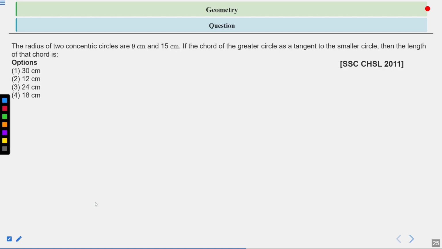Next one. The radii of two concentric circles are 9 centimeter and 15 centimeter. If the chord of the greater circle is a tangent to the smaller circle, then the length of that chord is? This question was asked in the SSC CHSL exam in 2011. There are four options. First one is 30 centimeter. Second is 12 centimeter. Third one is 24 centimeter. And fourth one is 18 centimeter. Now you have 10 seconds to analyze the question. Your time starts now.